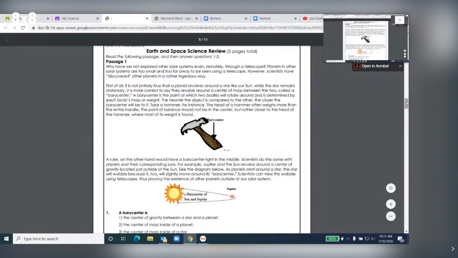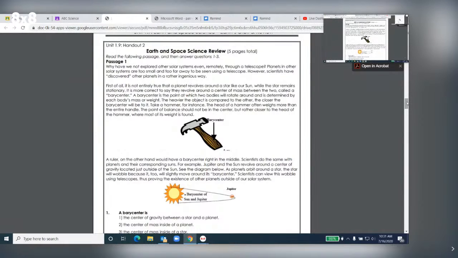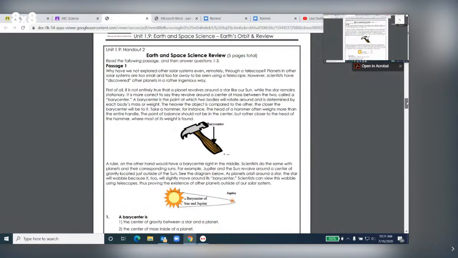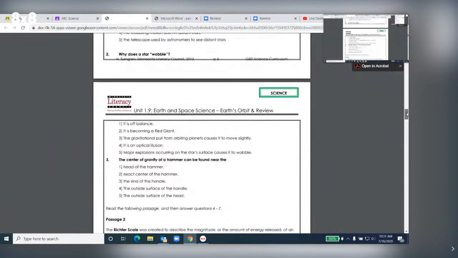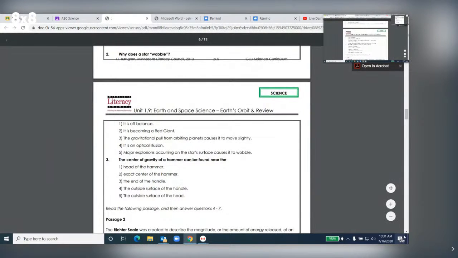Okay. And if this were the test, I would encourage you guys to maybe read the questions first. So if you read the questions first, you know you're looking for what the barycenter is. And then number 2, it's asking you, why does a star wobble? And the third one, it's asking about the center of gravity. Okay. So we're going to go on to the next passage here.